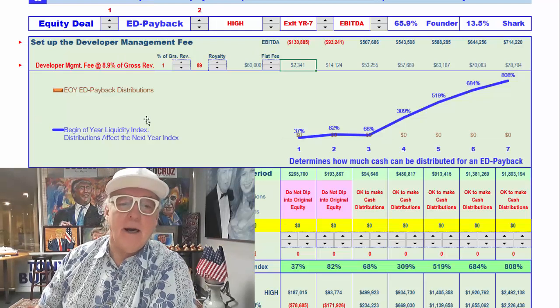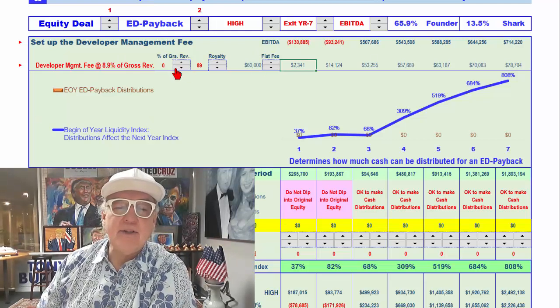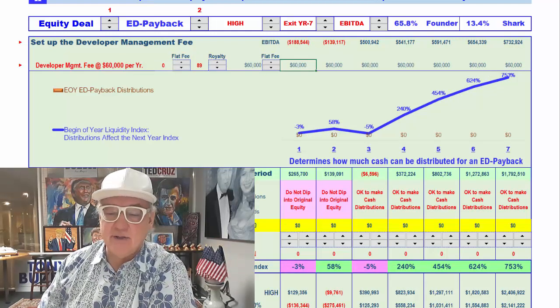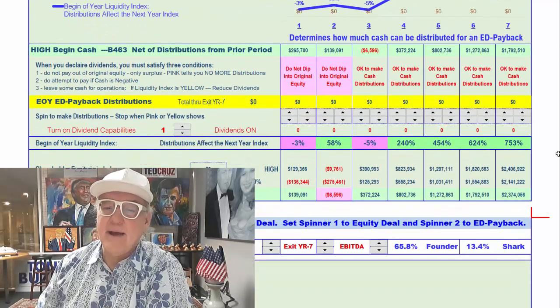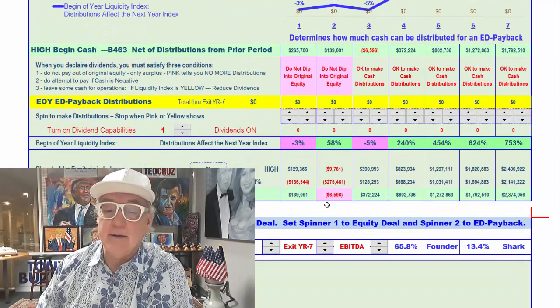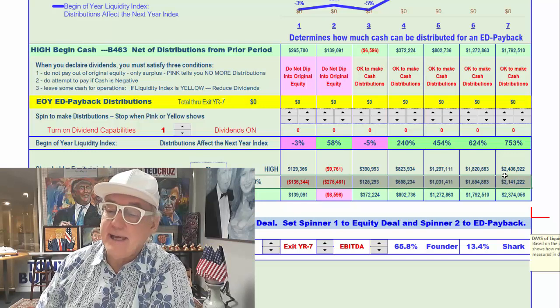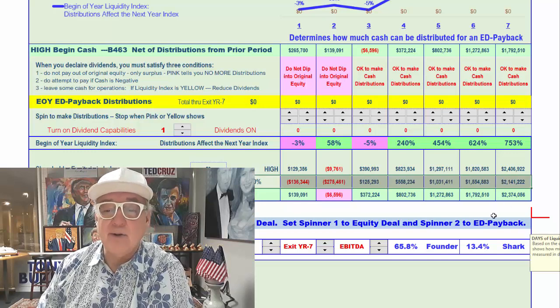All right, so let's set it back to zero, and there's our $60,000. Great. Now let's come down here and see how much we could actually send out. Again, we're looking at this line here. This is the equity surplus. You can go down until it goes to zero.